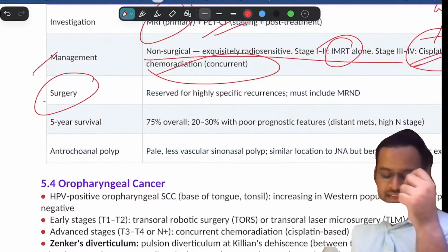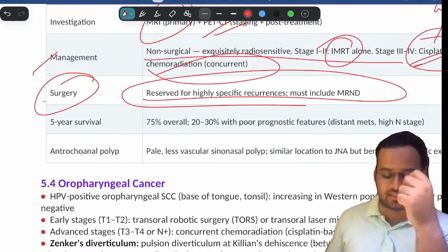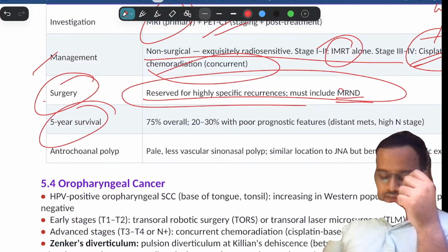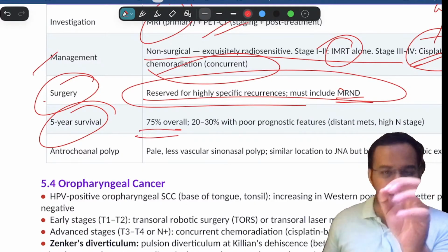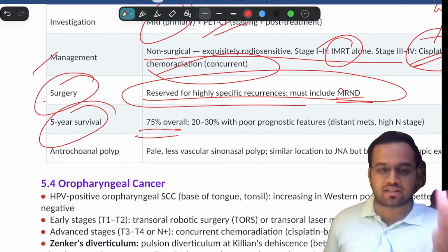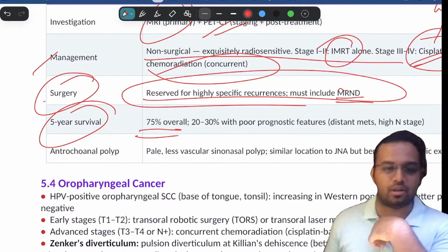Excellent. So surgery is reserved only for highly specific recurrences. MRND can be done. 5-year survival rate is good overall if it is a stage 1 lesion, but as the stage goes on increasing, the patient's mortality is going to go on increasing.